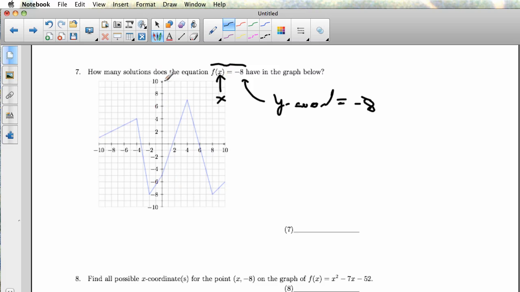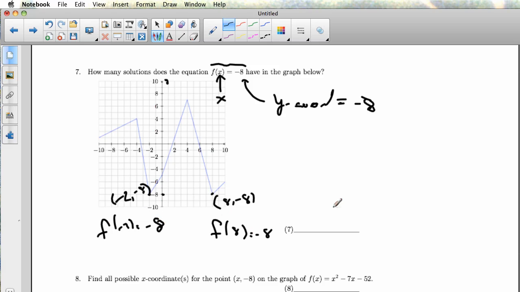So the y-axis is this one. So the y-coordinate of negative 8 is here, and you can see that there's a point right here. That's the point negative 2, negative 8. So that's a point that has a y-coordinate of negative 8, and there's another point, 8, negative 8. So not only do I know how many times it happens, I can tell you exactly where it happens. So this point means that f of negative 2 equals negative 8. And this point being on the graph means that f of 8 equals negative 8. So that's answering more than is being asked, but I can definitely tell that there are 2 times where we get a y-coordinate of negative 8.